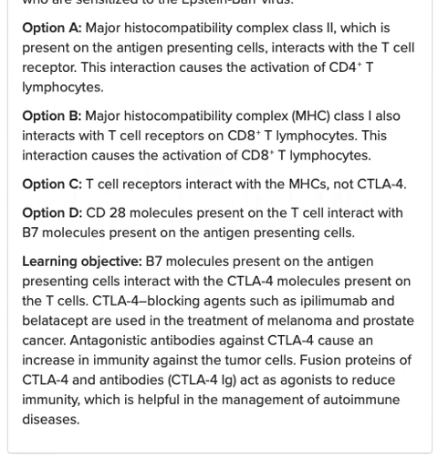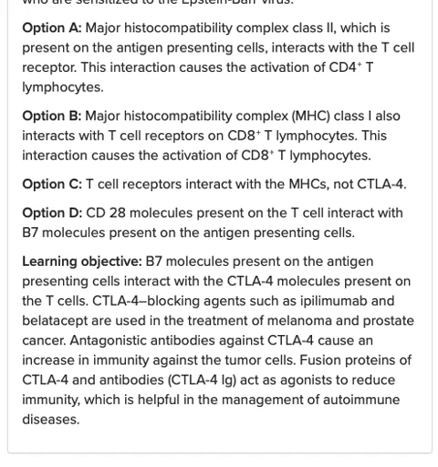Option C, T cell receptors interact with MHCs, not CTLA4. Option D, CD28 molecules present on the T cell interact with B7 molecules present on the antigen-presenting cells. Learning objective: B7 molecules present on the antigen-presenting cells interact with the CTLA4 molecules present on the T cells.